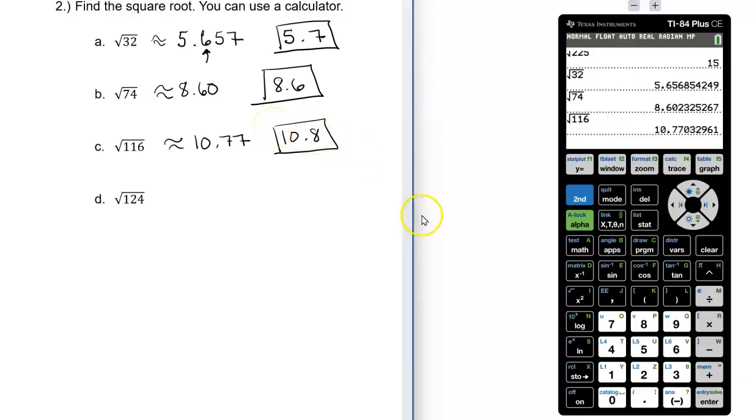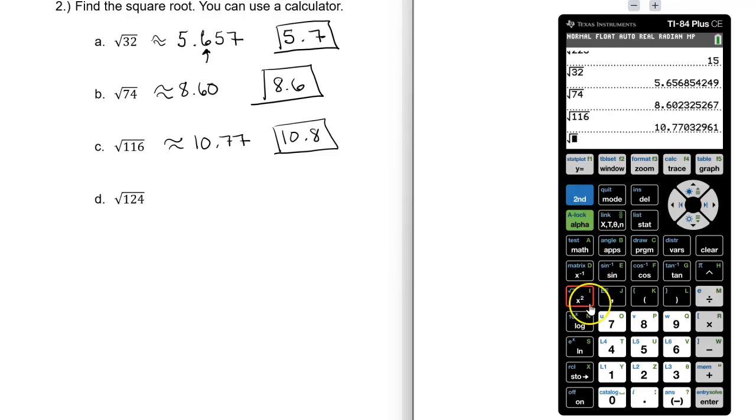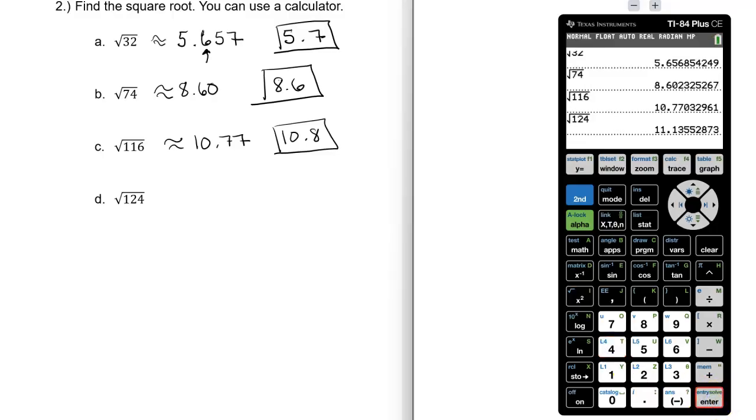And the last one. So second, X squared, 124, and enter. Approximately, these are all very ugly numbers, but welcome to non-perfect squares. All right, so I'm going to round that, and I get 11.1.